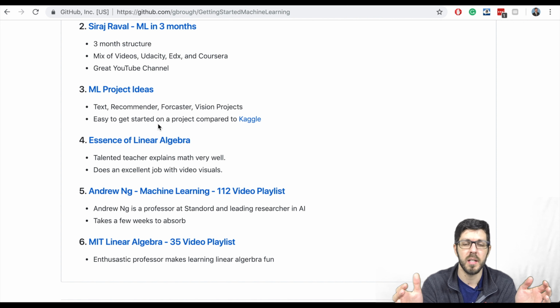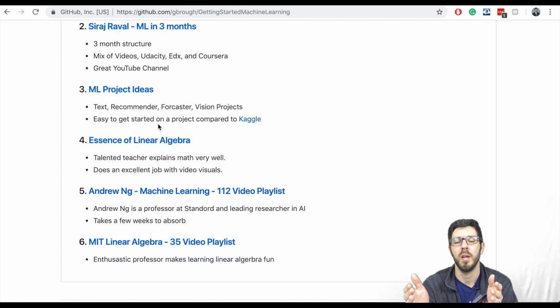And the next one is machine learning project ideas. If you're familiar with Kaggle, it's a great place to get machine learning topics. However, what I've found is they are rather large and can take a lot of motivation to get through one. If you don't have someone to work with, it can be difficult. If you're just starting, it's easier to get some smaller projects under your belt and build more confidence.